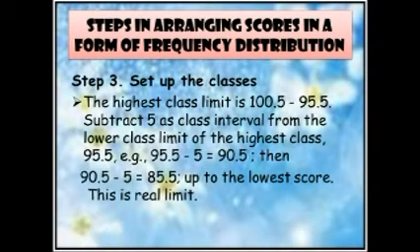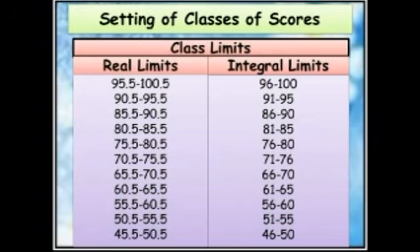The highest class limit is 95.5 to 100.5. Subtract 5 as class interval from the lower class limit of the highest class, 95.5. For example, 95.5 minus 5 is equal to 90.5. Then, 90.5 minus 5 is equal to 85.5, up to the lowest score. They are called the real limits. Let's look at the table.